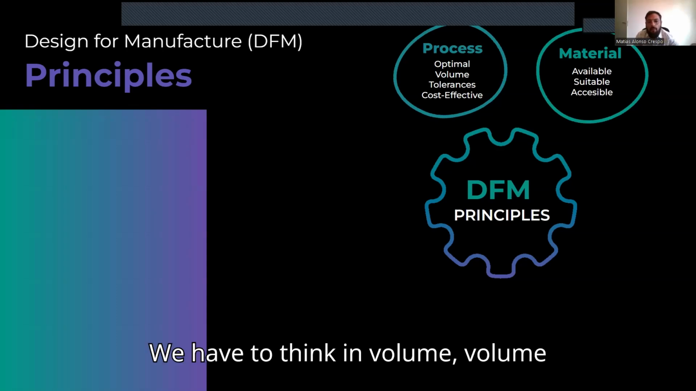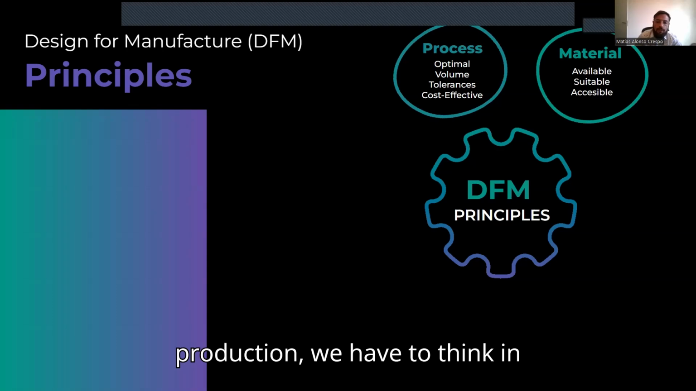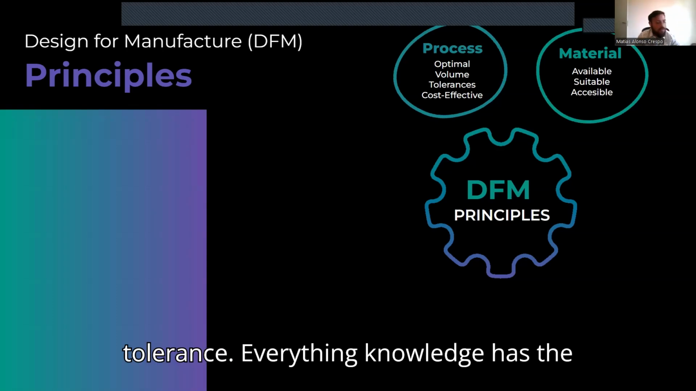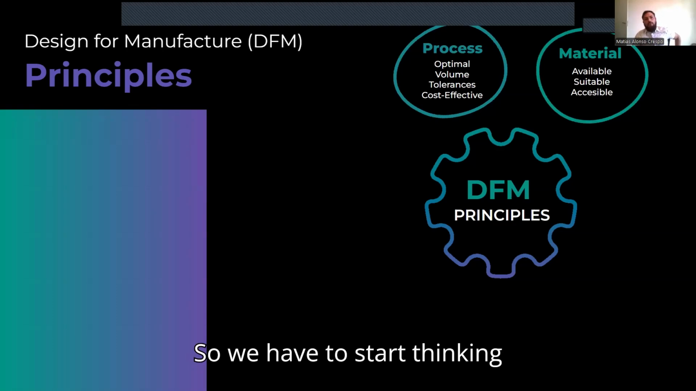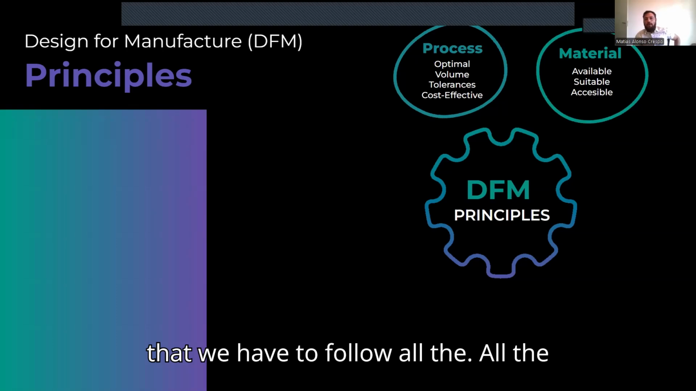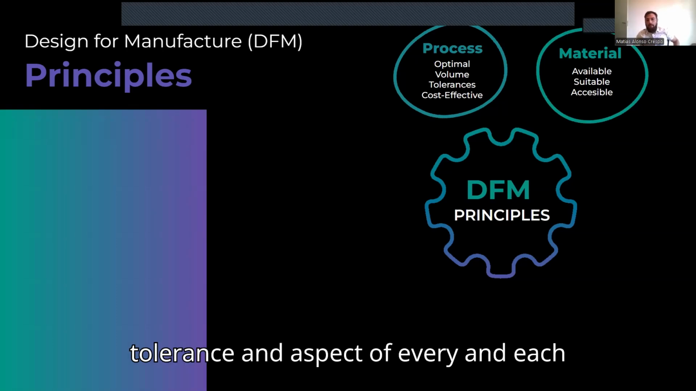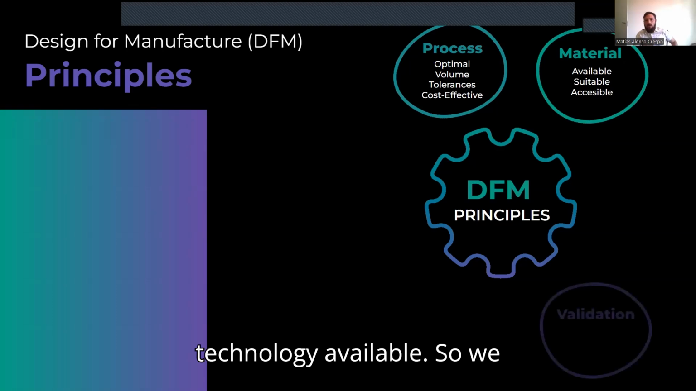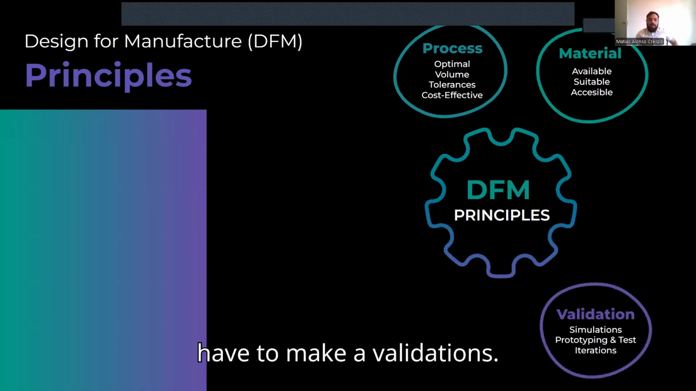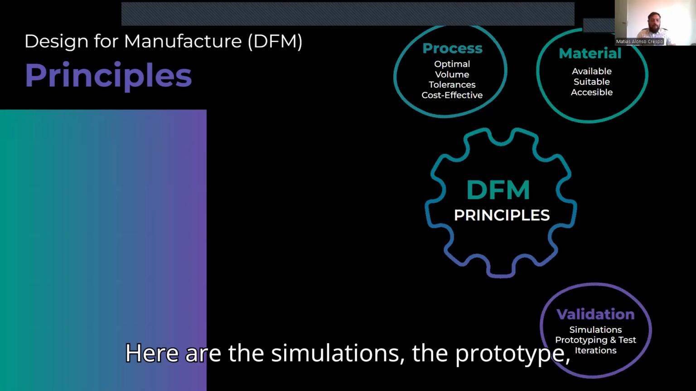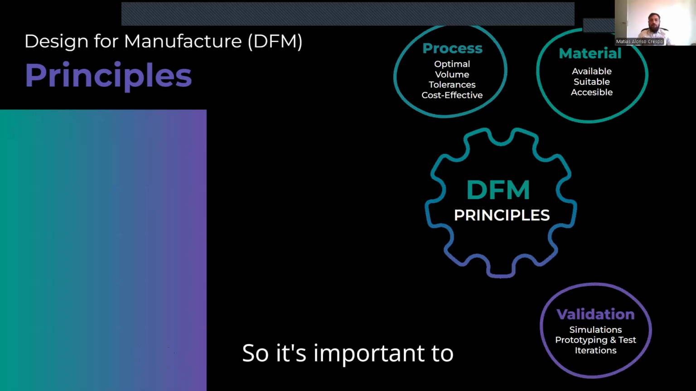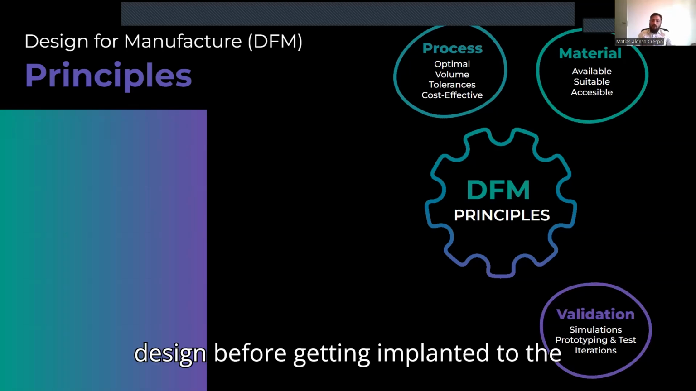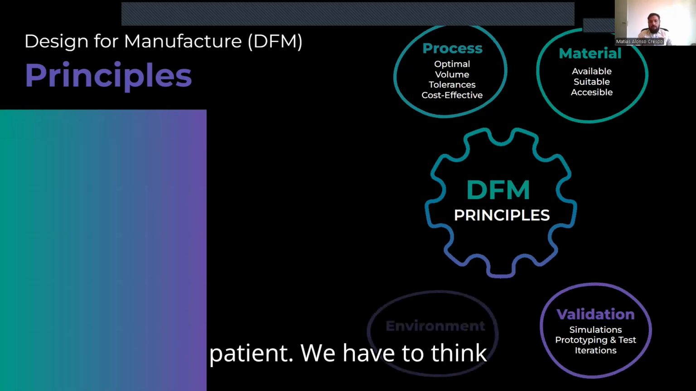We have to think in volume production. We have to think in tolerance. Every technology has its own limitations, so we have to follow all the tolerances and aspects of each and every technology available. So we have to make validations. Here are the simulations, the prototyping, and the testing iterations. So it's important to get a fully validated design before it is implanted in the patient.